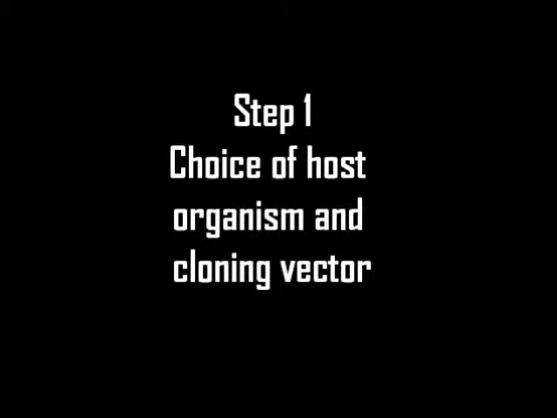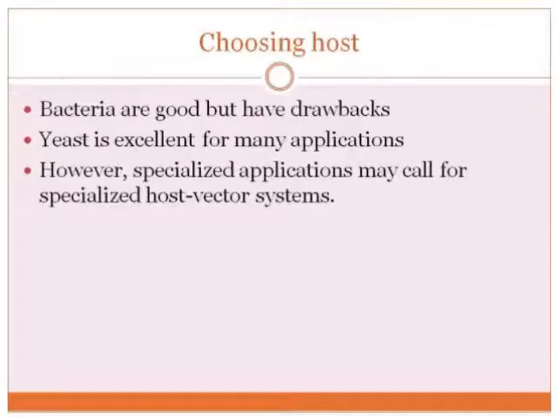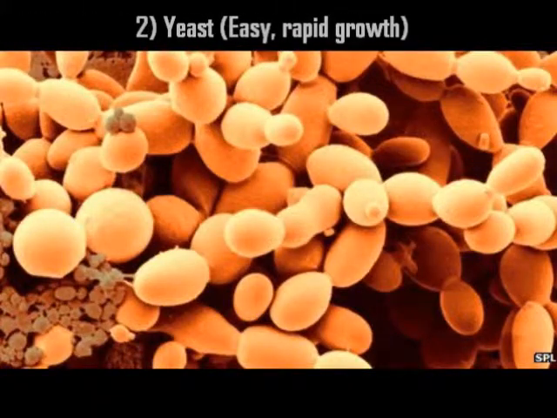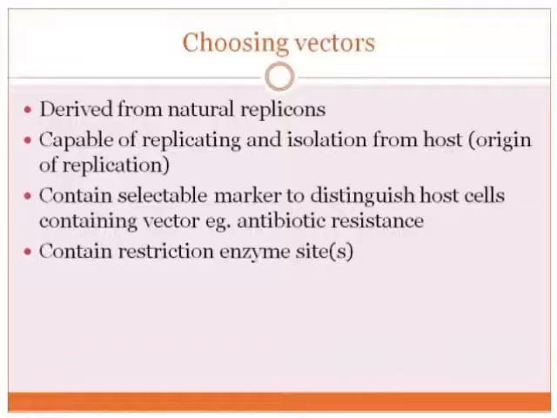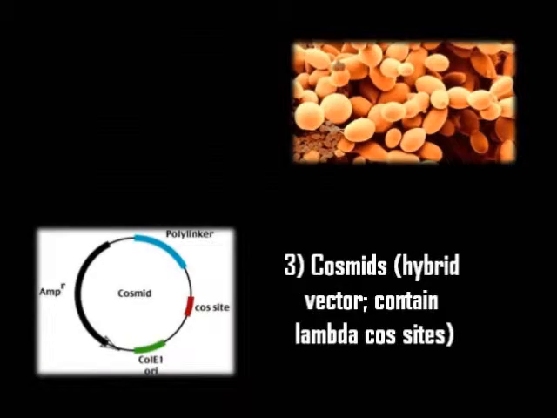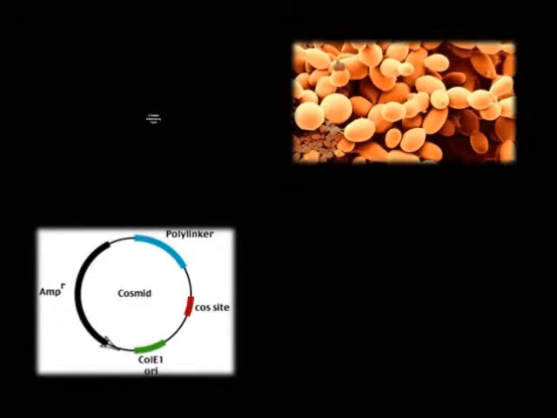Alright, step 1. Choice of host organism and cloning vector. To choose a host, specialized applications may call for specialized host vector systems. So there are 3 types of hosts. First is bacteria such as E. coli, second is yeast, and third one is mammalian. To choose a vector, the vector itself must contain markers and a restriction enzyme site. So there are 4 types of vector: plasmid DNA, bacteriophage, cosmid, and lastly, artificial chromosomes.